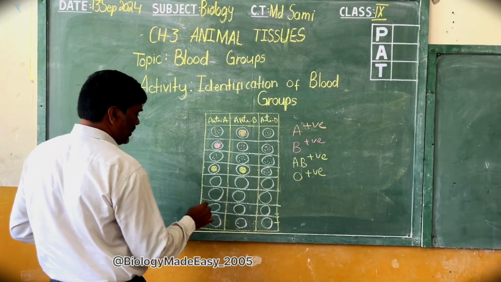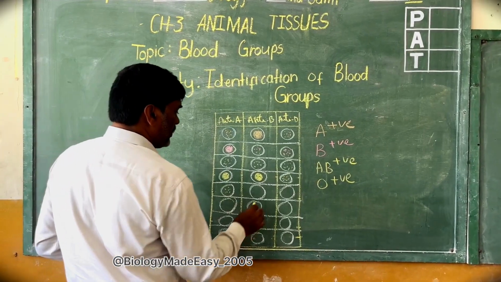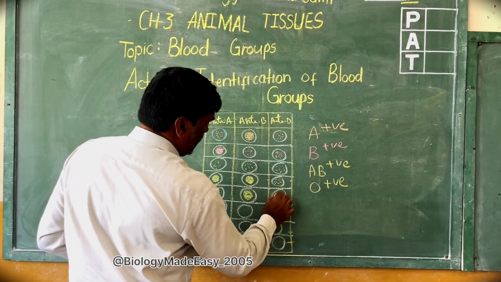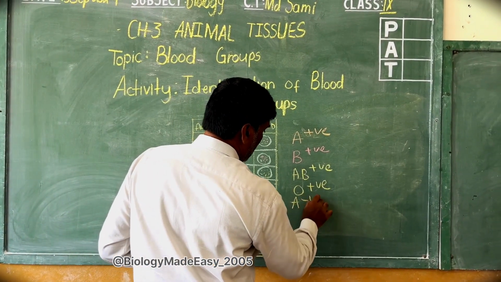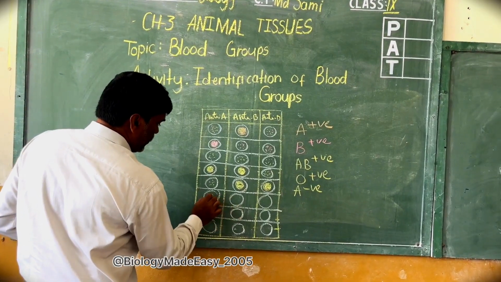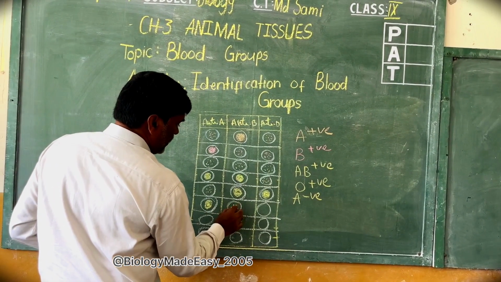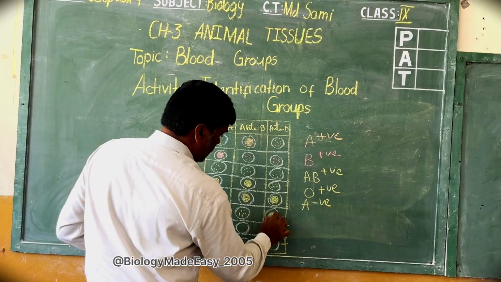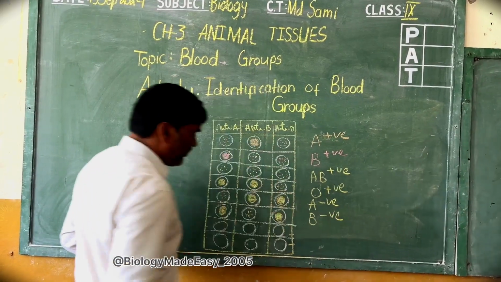Now you see clotting in the anti-A, no clotting in anti-B, and no clotting in anti-D. This blood group is A negative. Next, we can see no clotting in anti-A, clotting in anti-B, and no clotting in anti-D. Then this blood group is known as B negative.